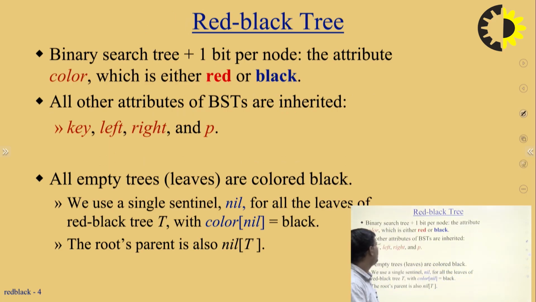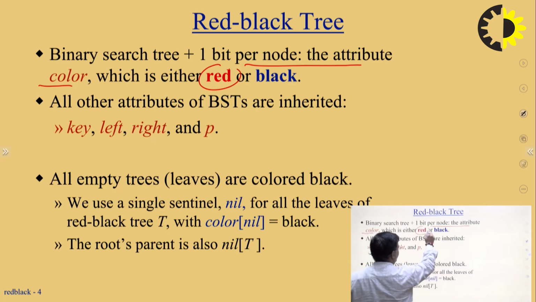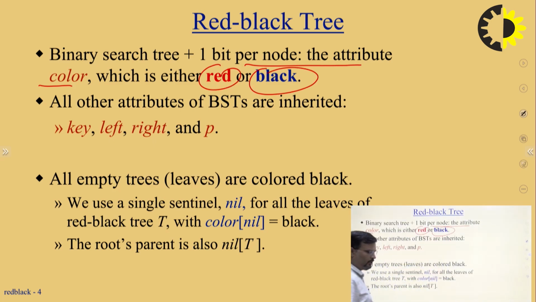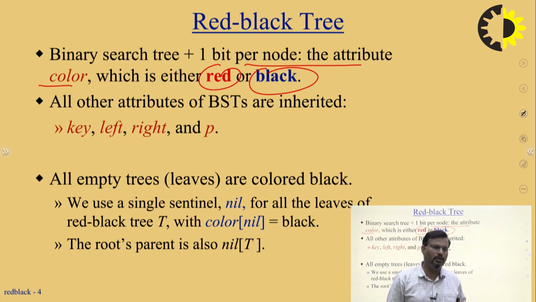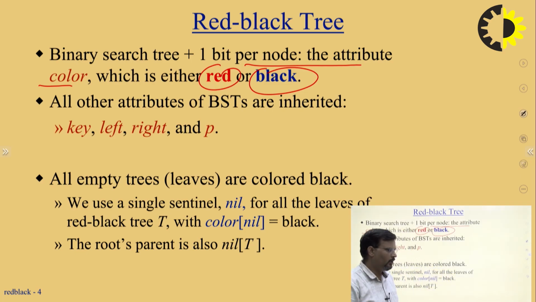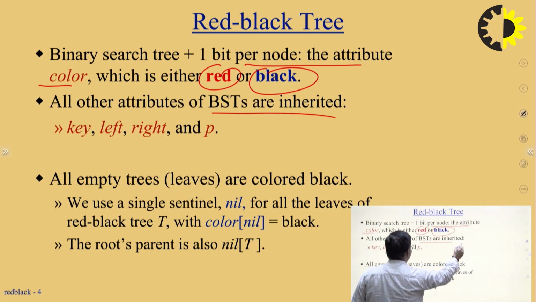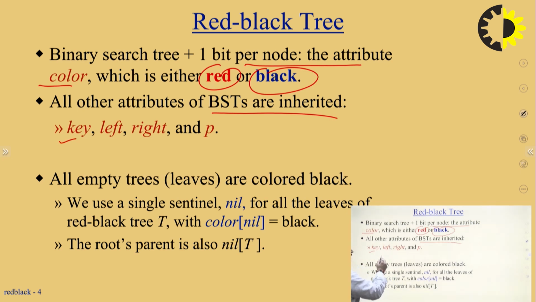So here is a binary search tree plus 1 bit per node as an attribute. It also has an attribute like a color. The color will be red or black, because that is what the name red black tree depends on. That's why some nodes are red and some nodes are black. We will also use the BST inherited concepts: key, left, right and parent node.